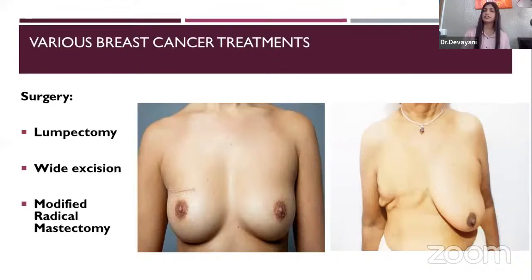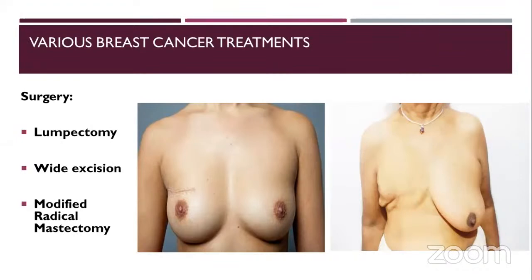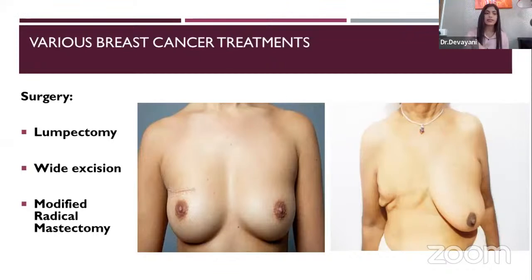Then there is the second type, which is the wide excision. In this, a lot of breast tissue is taken, but it's not radical mastectomy or modified radical mastectomy. In the wide excision, the tumor size is pretty big, and most of the time the axillary clearance is done. That means the lymph nodes from the axilla are taken off, which is not usually done with the lumpectomy. In wide excision, the whole axilla is cleared a lot of times, but in lumpectomy, a few lymph nodes may be removed.